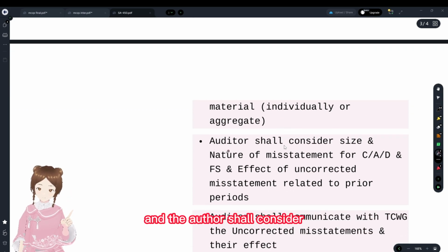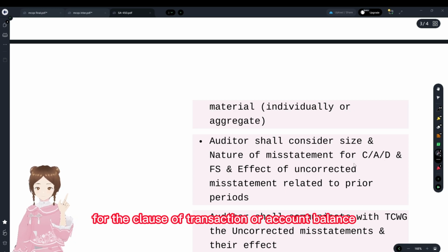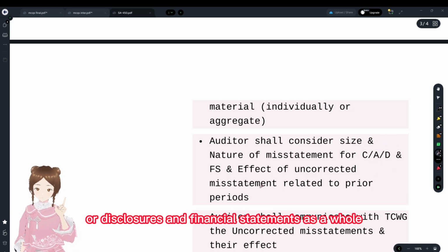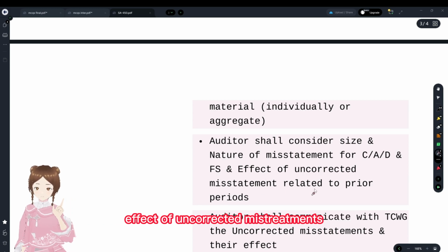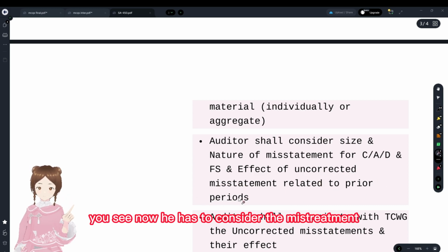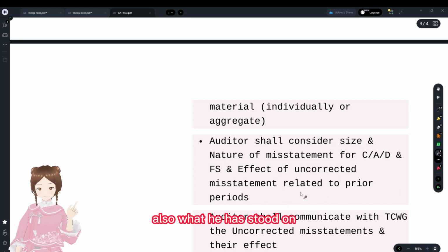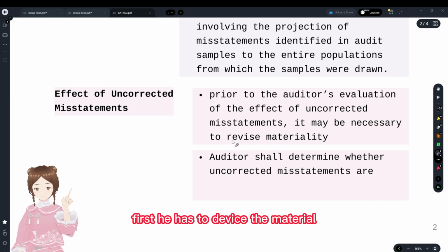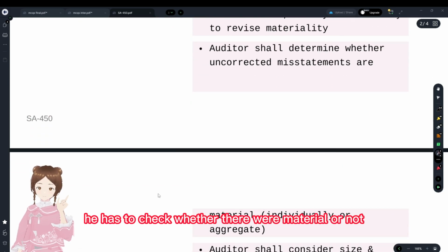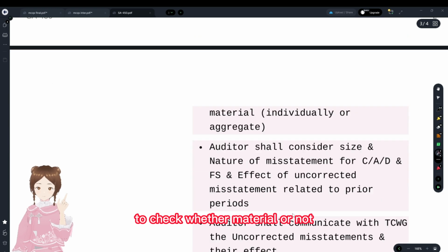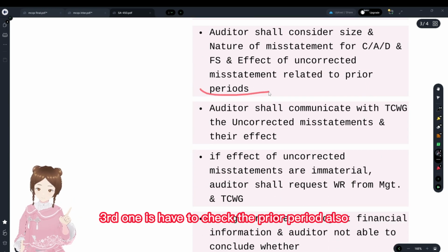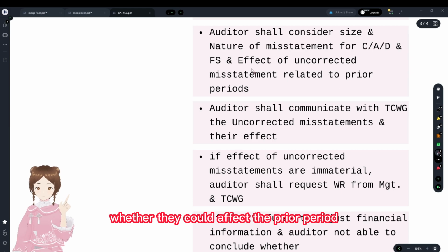And the auditor shall consider the size and nature of the misstatement for the class of transactions, account balances or disclosures, and financial statements as a whole, and the effect of uncorrected misstatements related to prior periods. You see, now he has to consider the misstatement which could affect the prior periods also. What he has to do, first he has to revise the materiality. Second thing, he has to check whether they were material or not. Third one is to check the prior period also, whether they could affect the prior period also.